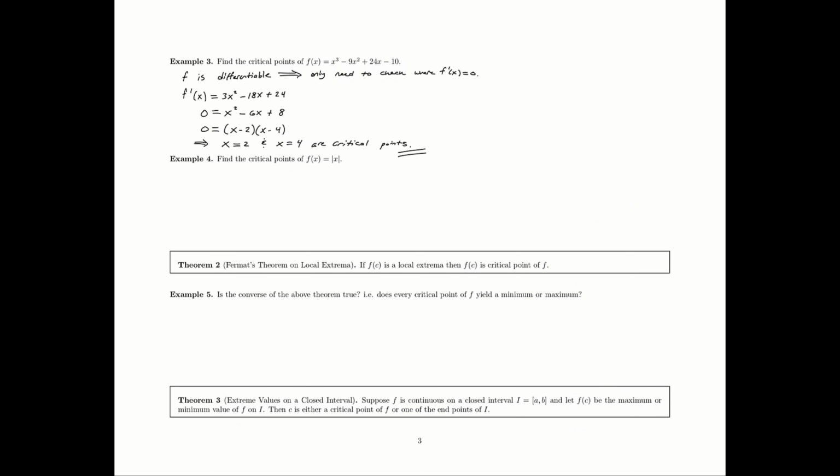Example 4. Find the critical points of f of x equals the absolute value of x. So if we go ahead and just graph this, we can see visually that the derivative does not exist right here. So we can just say critical point at x equals 0.